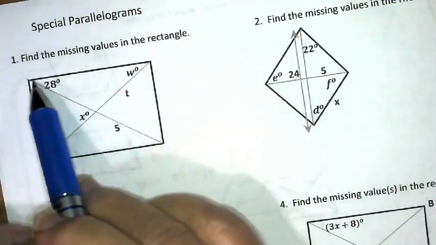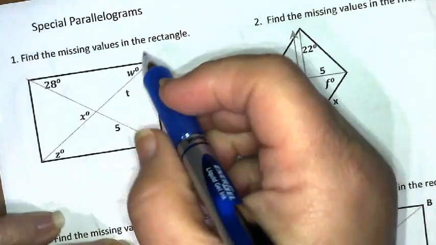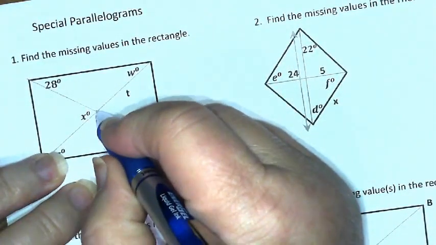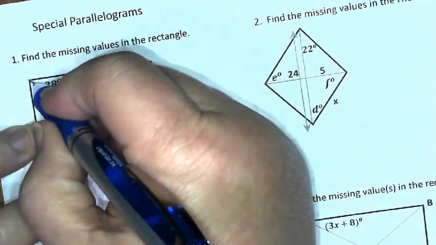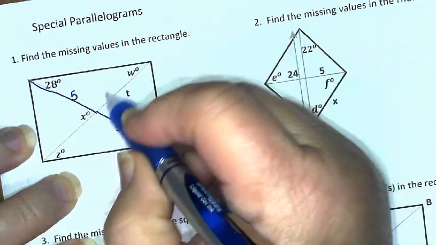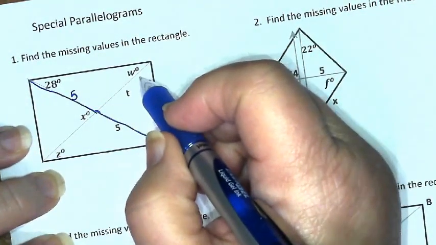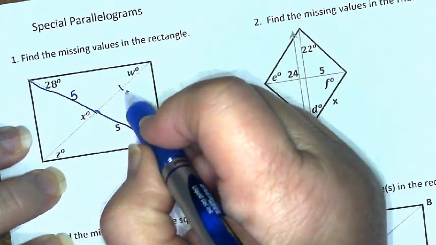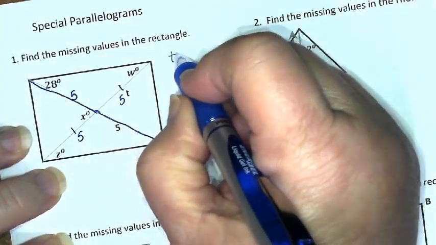So if I go over to page 10 for special parallelograms, it says find the missing values in the rectangle. Alrighty. Well, first off, I know that if this part of the diagonal is 5, remember the diagonals bisect each other? This one's also 5. We also learned that the diagonals of a rectangle are congruent to each other. So these 2 diagonal pieces are also 5.